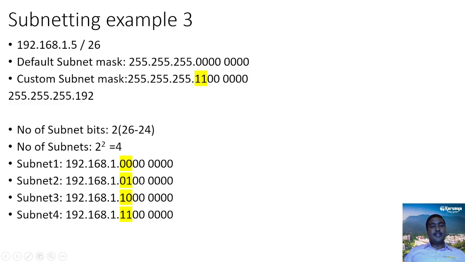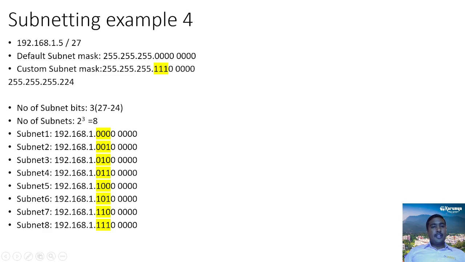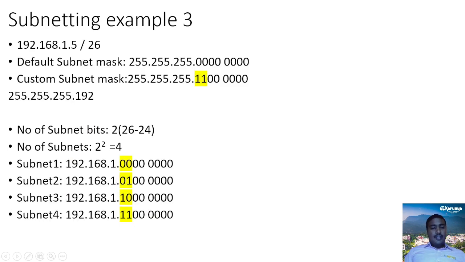So these 2 bits are taken up. What are the various combinations that I can have with these 2 bits? It's going to be 00, 01, 10 and 11. So I can make 4 subnets out of it. So what are the corresponding IP addresses? It's up to you to design, right?